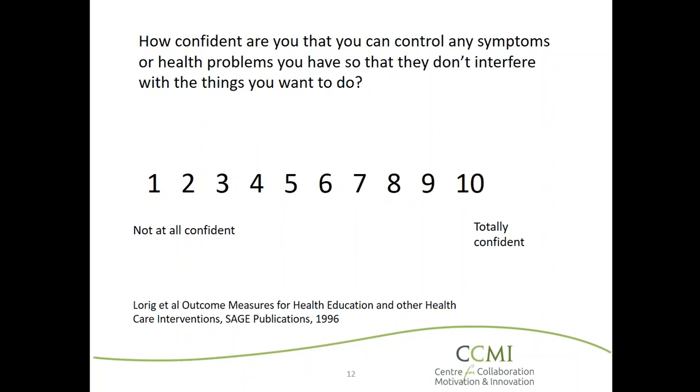And the patient can simply look at the scale. There are other analog types of scales that can be used, and they circle the number. If they circle anything less than 7, you've got someone with some confidence issues, who is not quite sure how to take care of their health so that they can continue to do what they want to do. If they circle 7 or greater, you've got people who are pretty confident that they can manage their care.